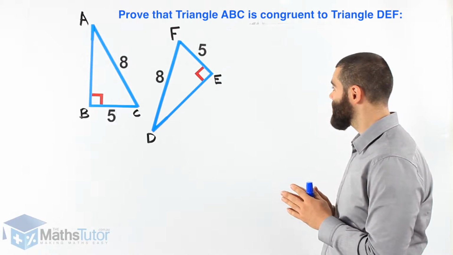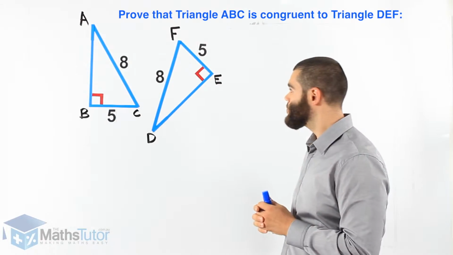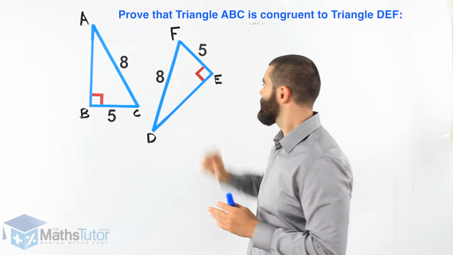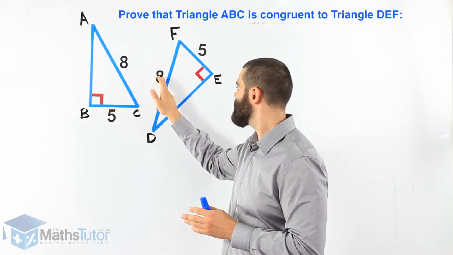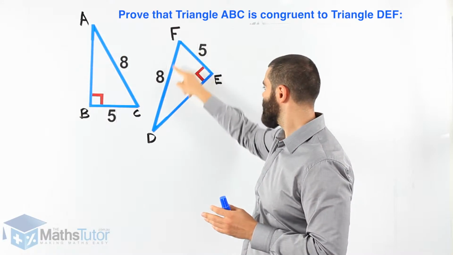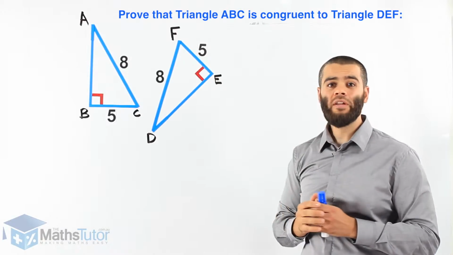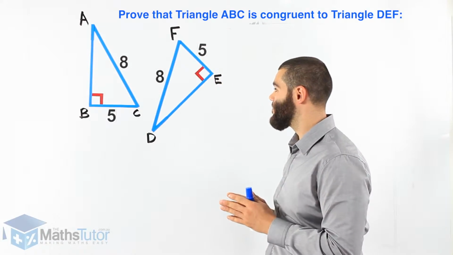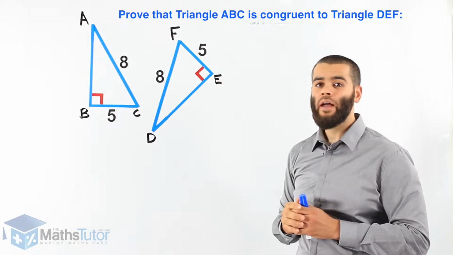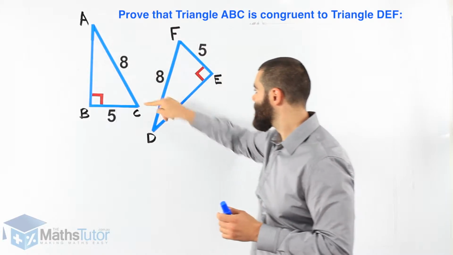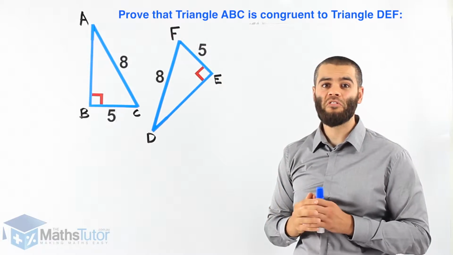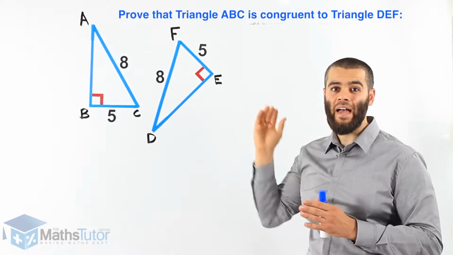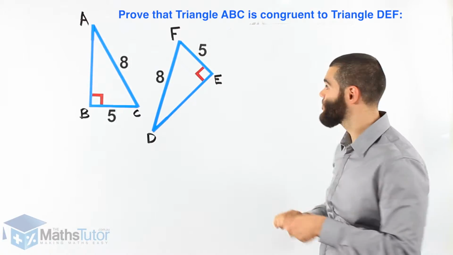If we look closely, we can see we have a right angle, which is an angle. We know there is a side, and we also know that there is a hypotenuse. The hypotenuse there and the hypotenuse there. So by straight away looking, we have a side, we have the right angle, and we have the hypotenuse. We can tell we are going to use condition RHS, right angle hypotenuse side. So how do we set it up and how do we write it down?